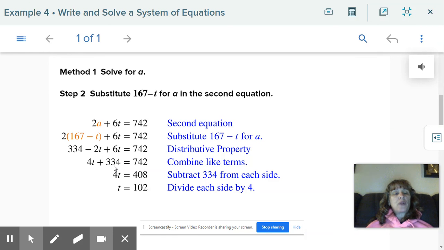All right, so I'm going to subtract 334 from each side. So now my 4T is by itself. And 742 minus 334 is 408. Now, of course, I divide each side by 4 because I want to isolate the T. And I know that there were 102 saplings of the 742 that were replaced. So now all I need to do is determine how many adults there were. And you can do that really simply by taking 742 and subtracting 102 to get your answer.